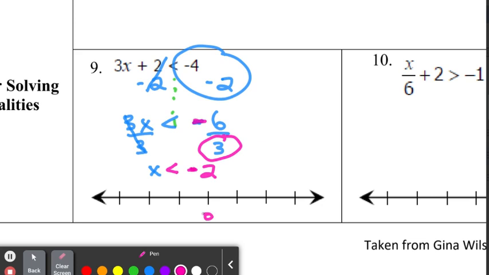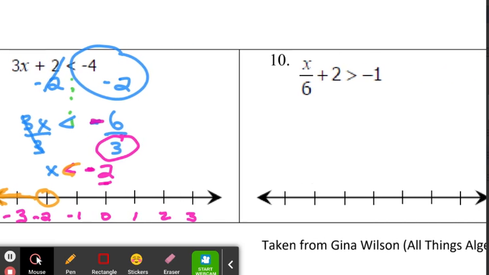So for each of these problems, we are going to graph our answer, our solution, on a number line. So I'm going to do 0, 1, 2, 3. Remember, you can start your number line wherever you want, as long as your solution that you found is on your number line. Negative 2, and the alligator mouth is pointing to the left. So that's our solution. X is less than negative 2.